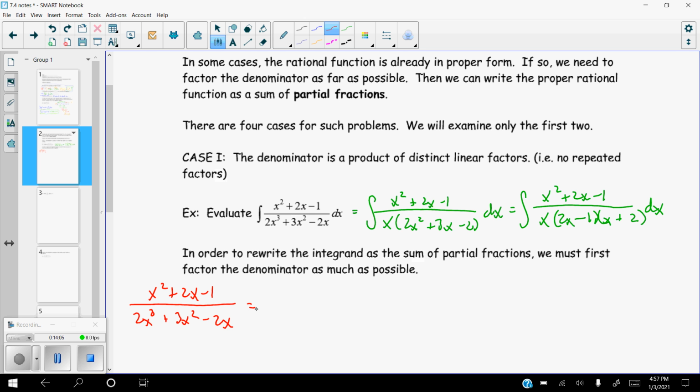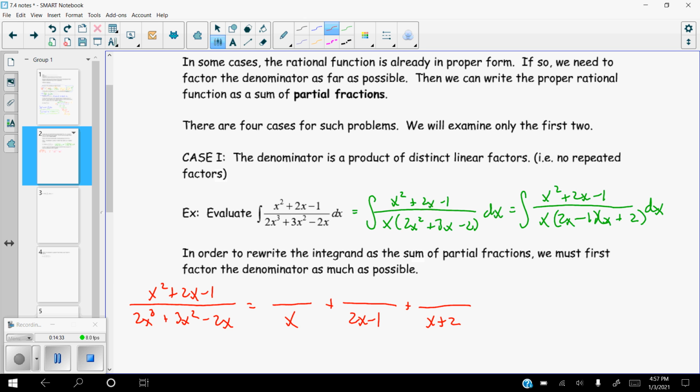If I want to split this up, I'm going to have something over my first linear factor plus something else over my second linear factor plus something else over my third linear factor, because if I were to add those three things up and then combine all the linear factors by common denominators, you'd multiply them all together, you would get the one on the left-hand side. The real question is, what do I put on top?